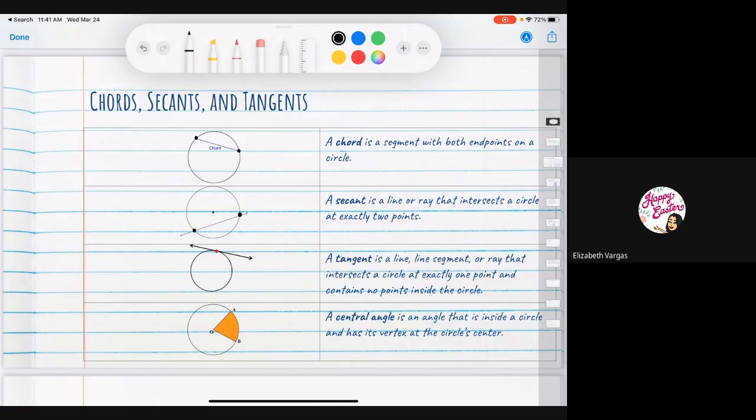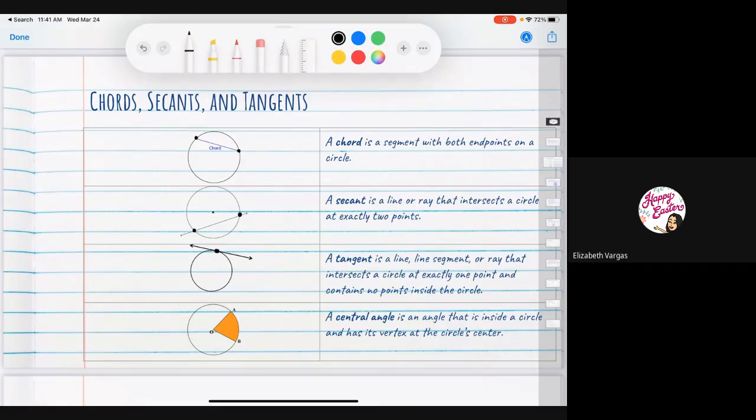And then a tangent, we've seen this. It's basically a line, line segment, or ray that intersects a circle at exactly 1 point and contains no points on the inside. So it would run on the outside of the circle, and it does intersect at 1 point, which is our point of tangency C, but it only does that on the outer part of the circle. It doesn't go inside the circle.